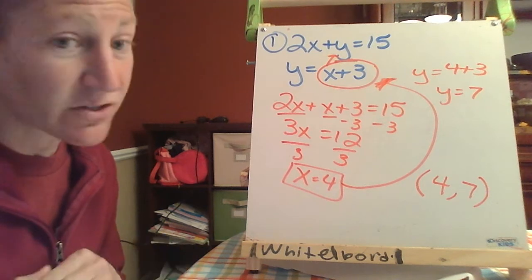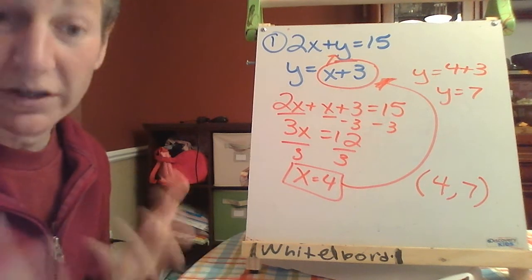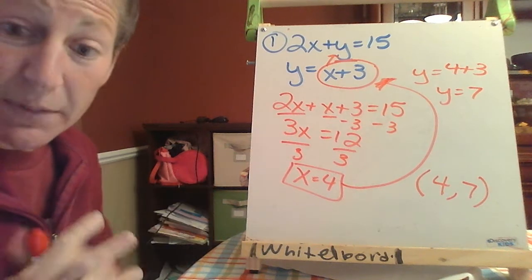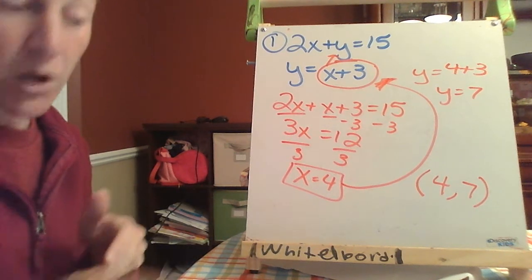Now, in some cases, you might get no solution or infinitely many, which I'll show you those examples, but this is what we're typically going to get, an ordered pair. All right, let's try another one.